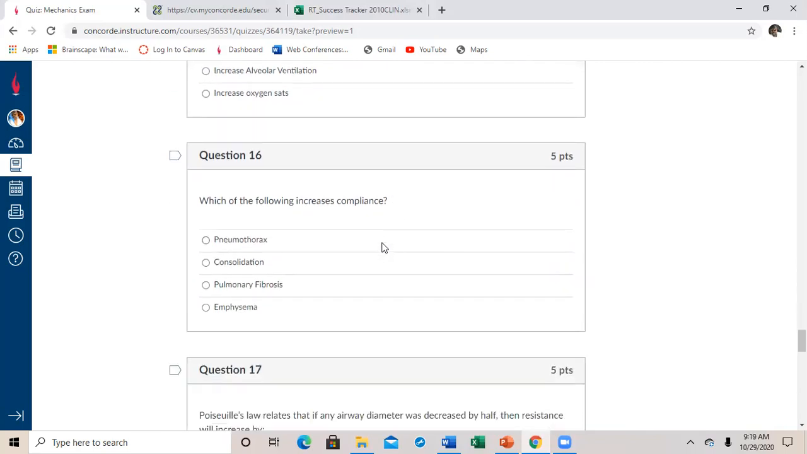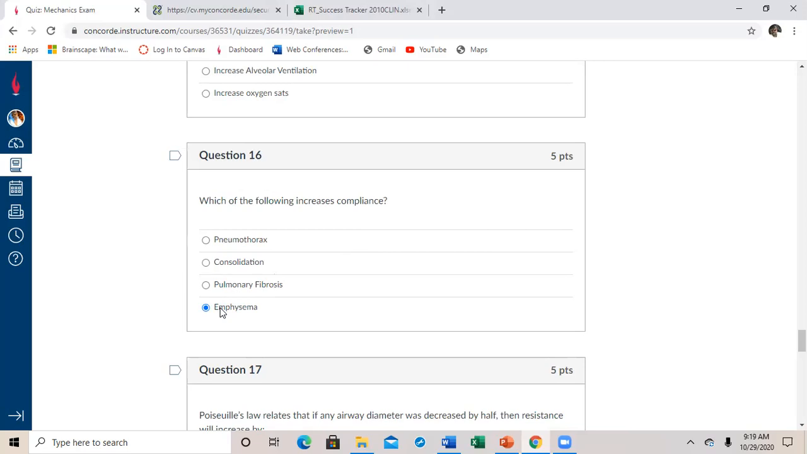16, which of the following increases compliance? We said compliance is synonymous with FRC. It's also synonymous with COPD. So which one of these diseases would be COPD disease? The only one is emphysema. So if I have emphysema, I'm going to have a higher compliance and a higher FRC.